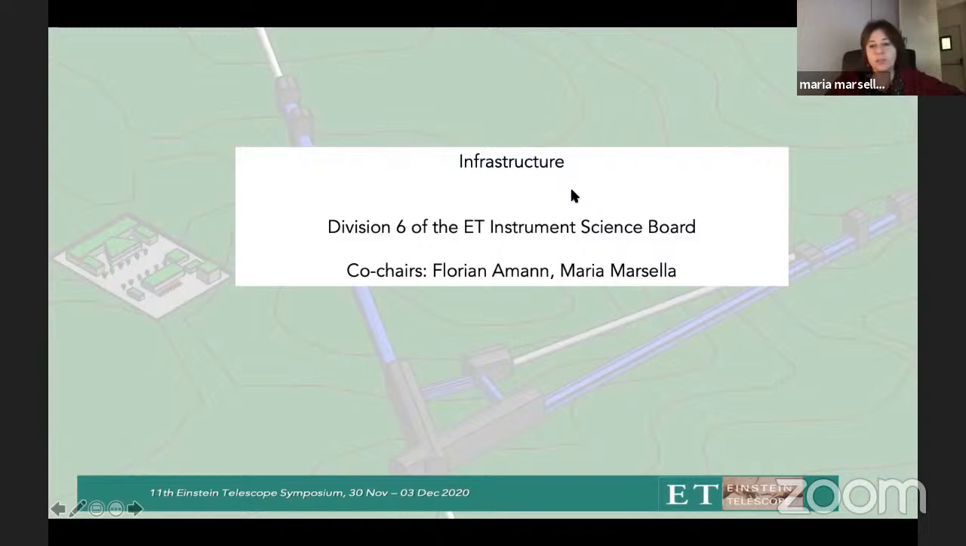I will describe how we have organized our activity inside division number 6 of the ISB, which is the last one, but not the least. It is a little bit different from the others, because we are not talking about science and experimental physics. We are talking about infrastructure. So we had some minor problems in collecting the community of scientists and researchers to work on this topic.